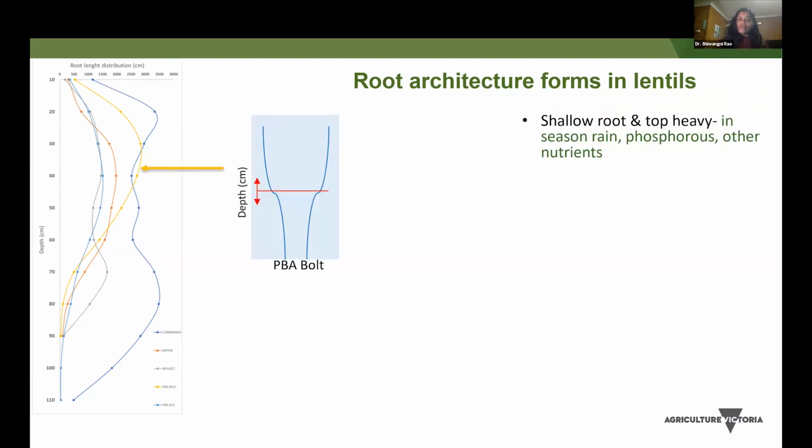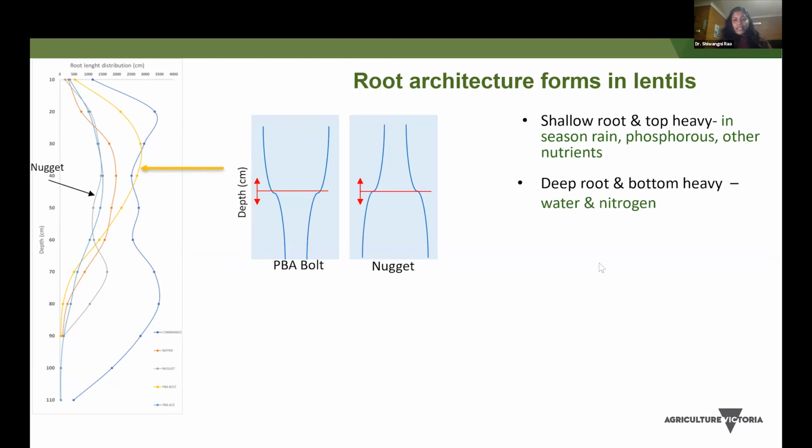In fact, there were 5 root forms that I came to see. The first one is a shallow and top-heavy root form, and this particular root form is beneficial for in-season rain and where there is phosphorus deficiency, having it in the top layer, because phosphorus is mainly contained in the top layer. It's not soluble, so it doesn't move down the soil profile as much. So where you have these particular types of constraint, a top-heavy root distribution would be quite beneficial.